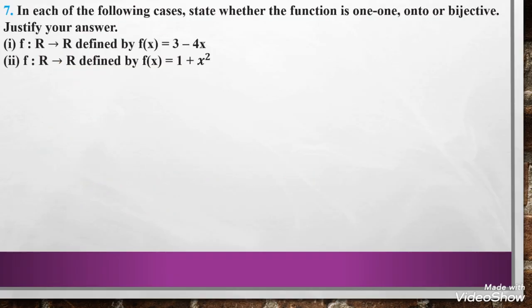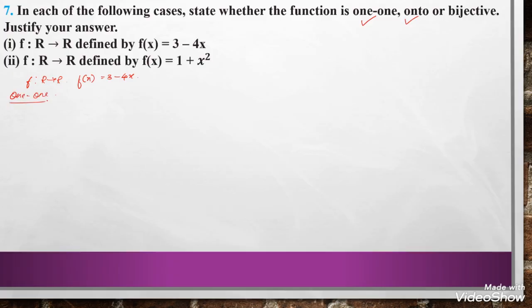In each of the following cases, state whether the function is one-one, onto or bijective. If a function is both one-one and onto, then it is called bijective. So we have to check the first condition. f from real number to real number, f of x is equal to 3 minus 4x. I will take here real number to real number. But now I will check the condition for one-one.